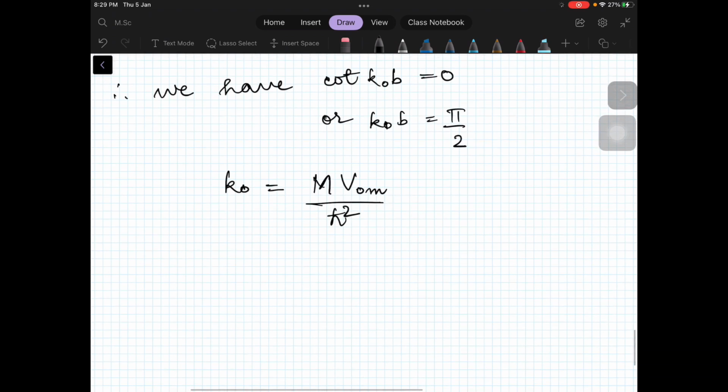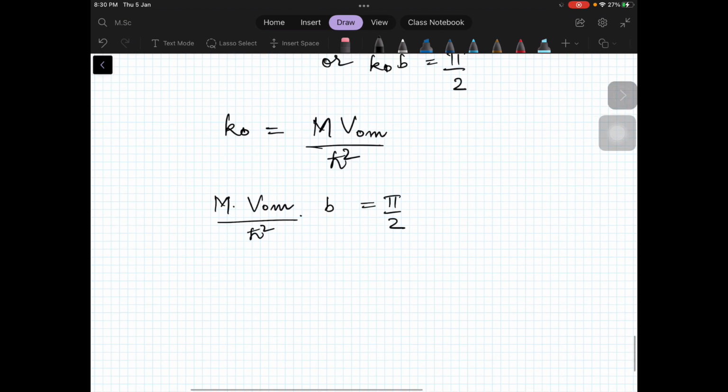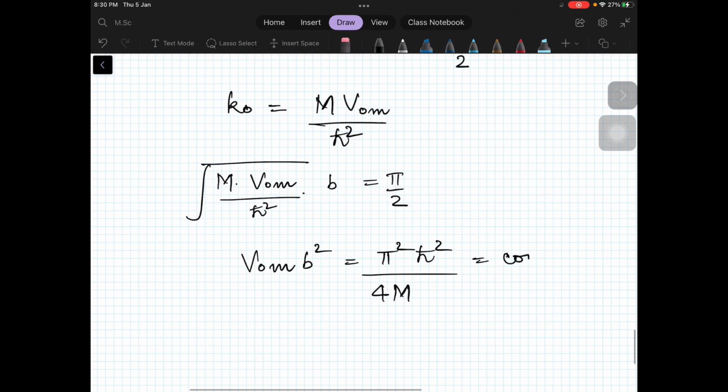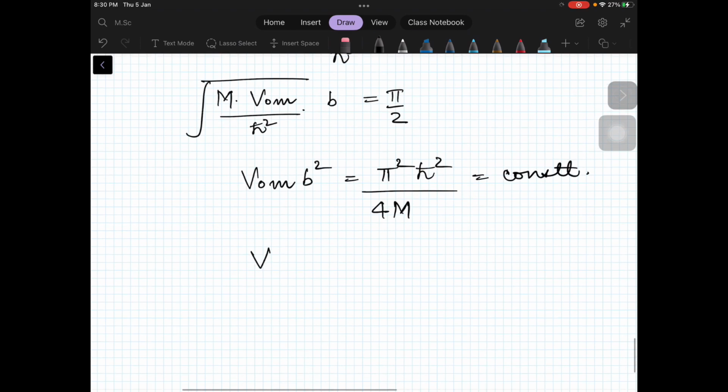So this value has to be M times V naught m over h cross square times b equal to pi by 2, or we can write V naught m times b square is nothing but pi square h cross square over 4M. This is a constant, so we can write that V0m times b square is a constant quantity, right?